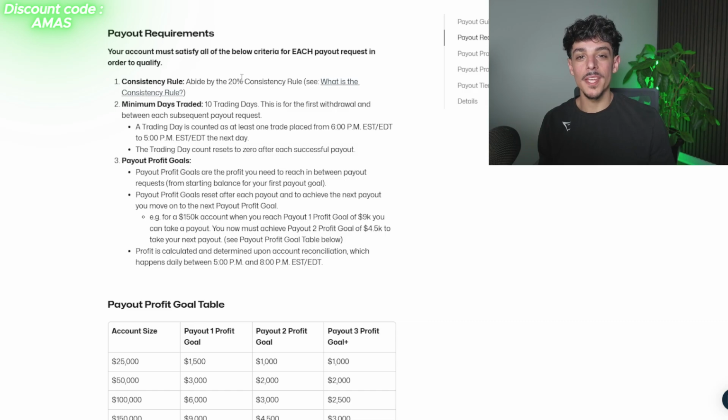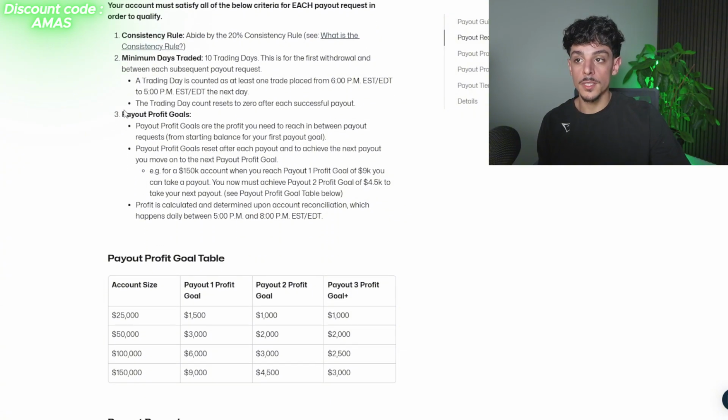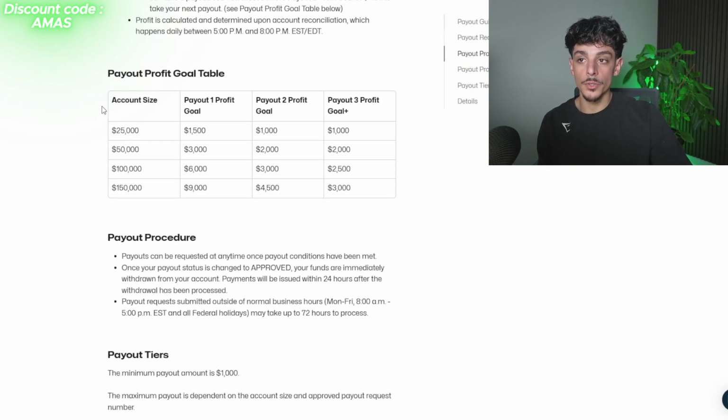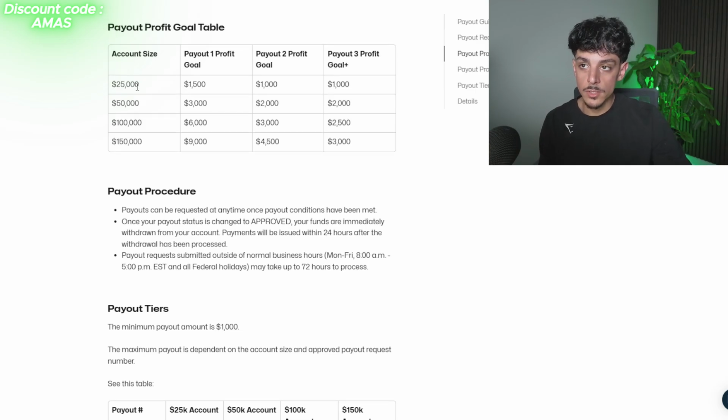Now let's talk about the payout requirements for straight to sim funded accounts. Right here we have the consistency rule of 20%, which means that your biggest trade cannot be greater than 20% of your profit target. You also have a minimum of 10 trading days before requesting a payout, and the profit goals are different. So let's use the 50K and 150K.